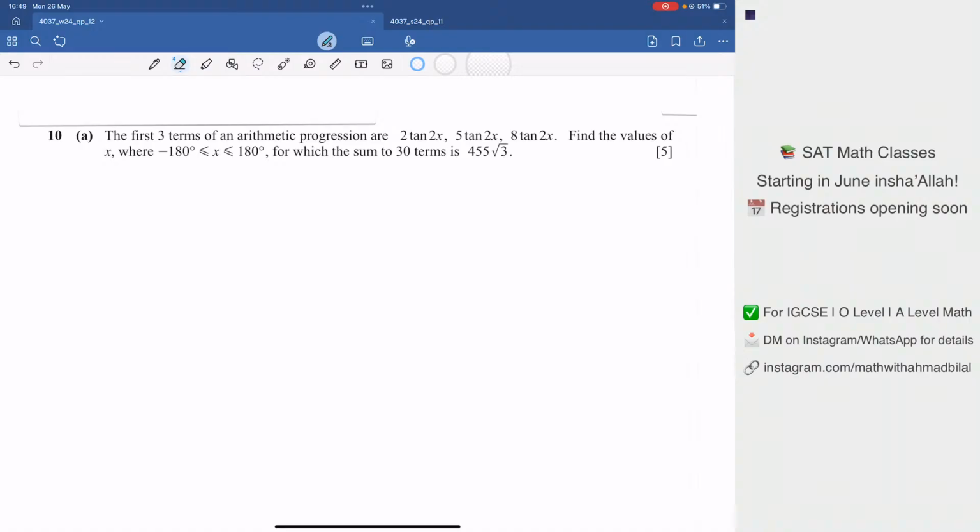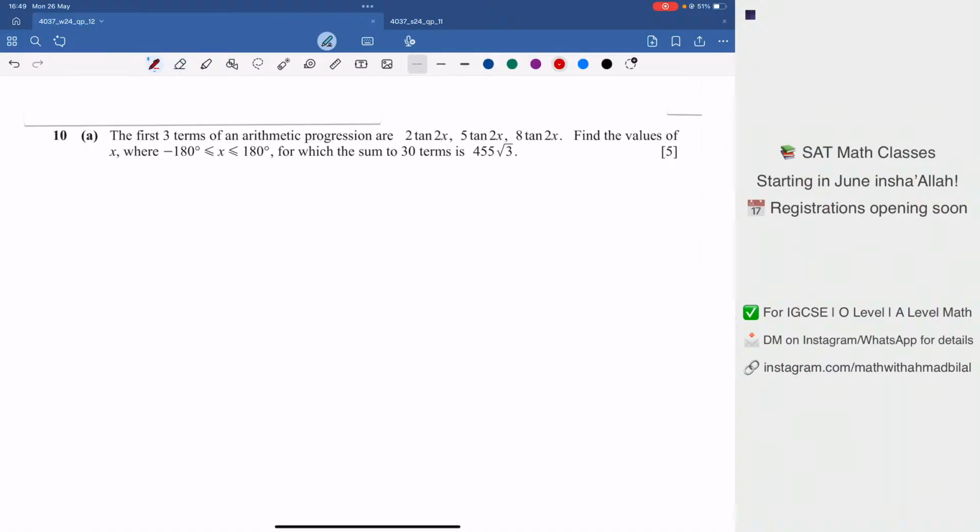Now, if it's an arithmetic progression, how do you find the difference? What is the difference going to be?